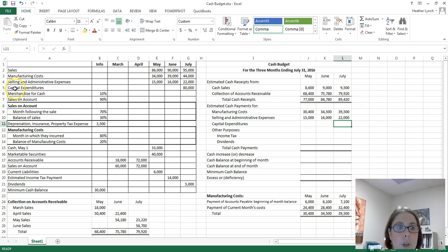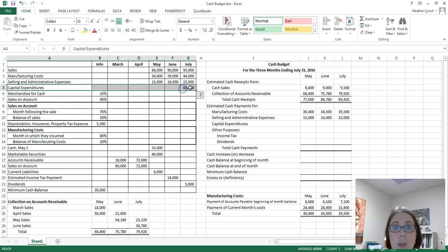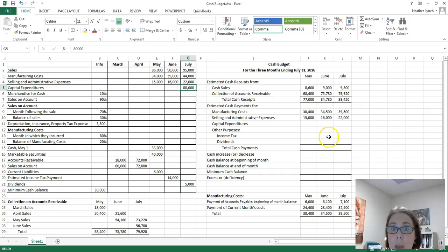$22,000. They're showing that we're going to have a capital expenditure. So we're actually maybe purchasing some equipment. That's going to be $80,000. Other purposes. So income tax. So they told us that we're going to have an estimated income tax payment in June of $14,000. We're also going to pay in July dividends of $5,000.